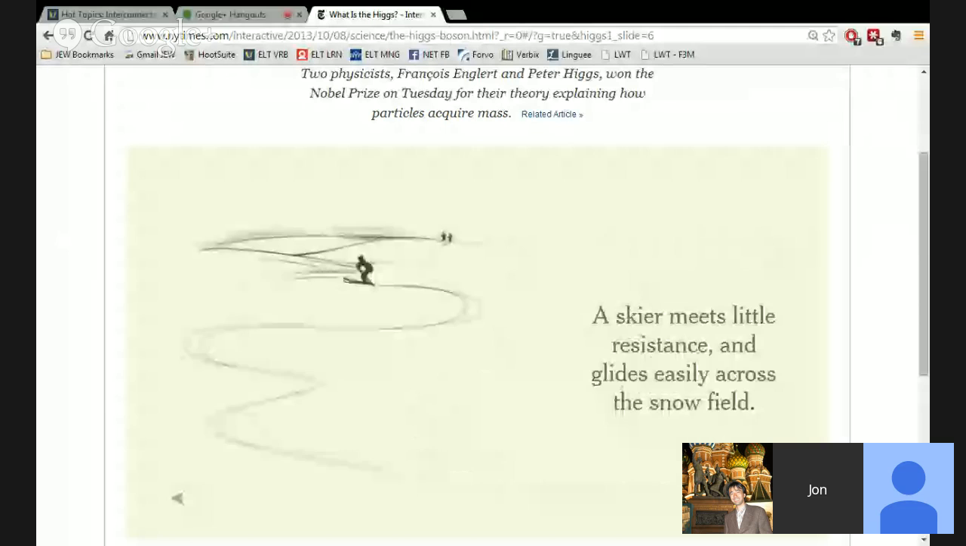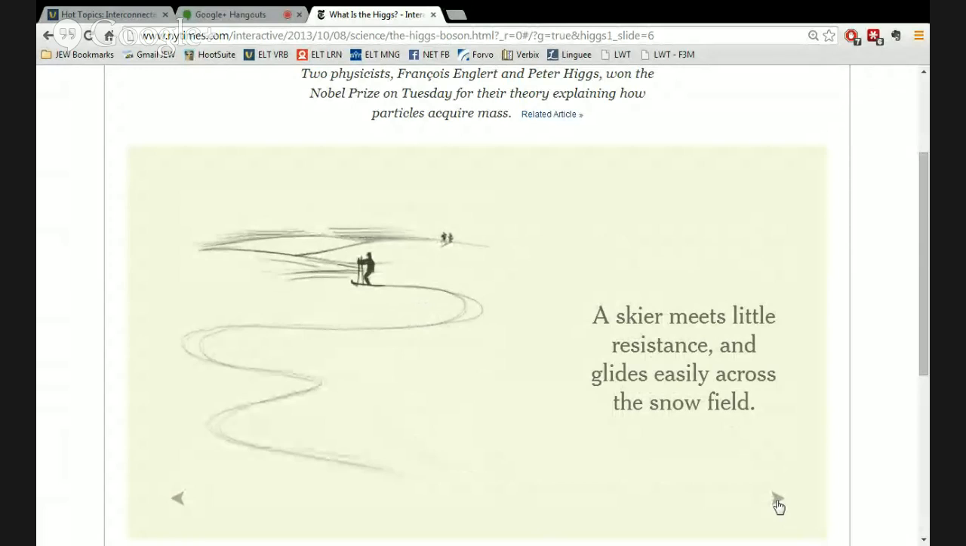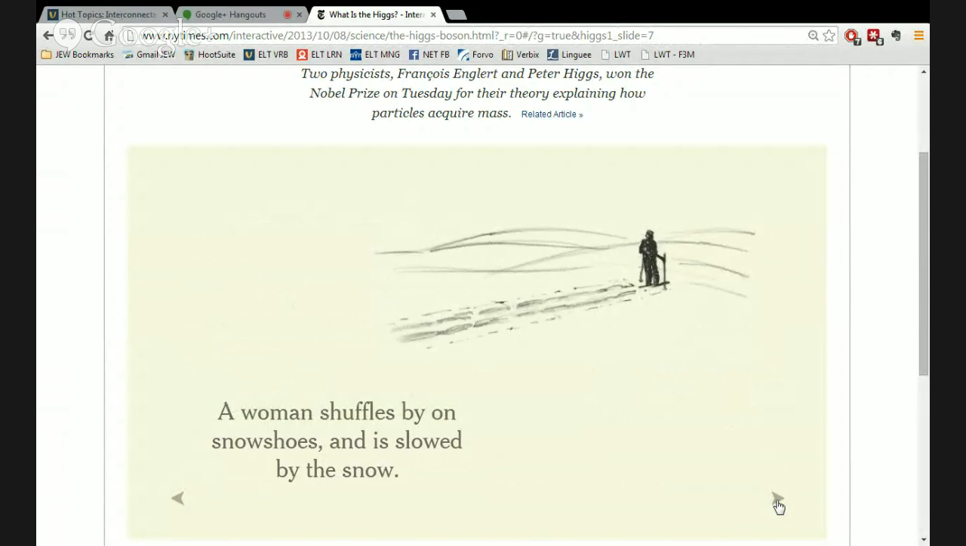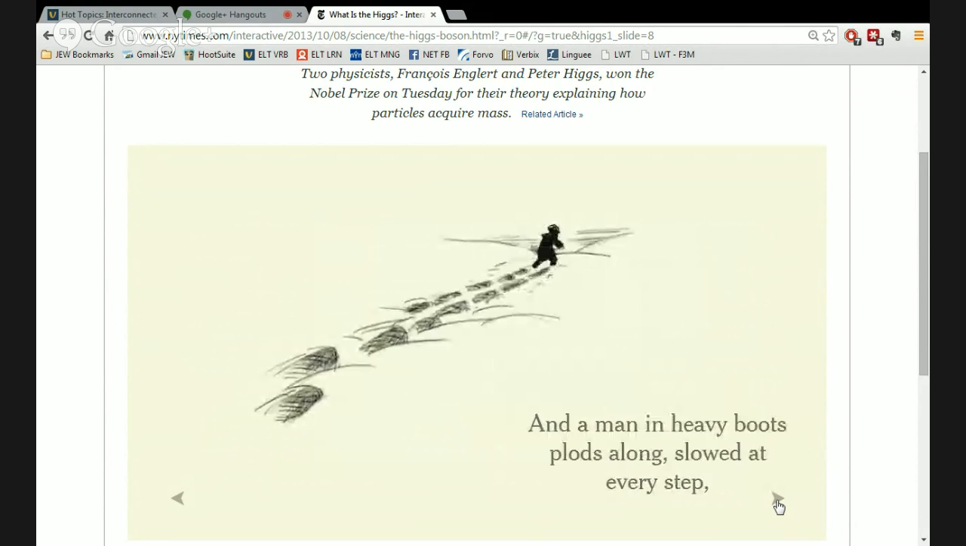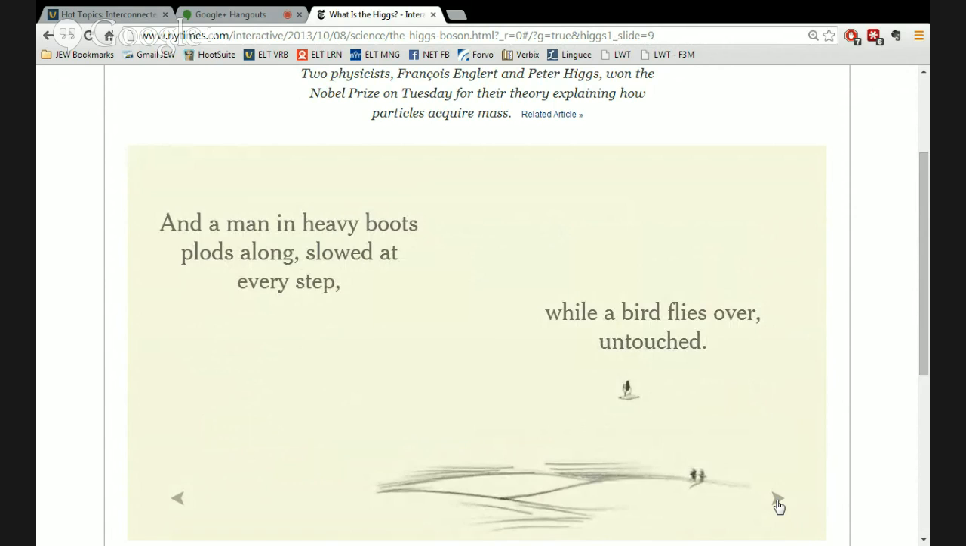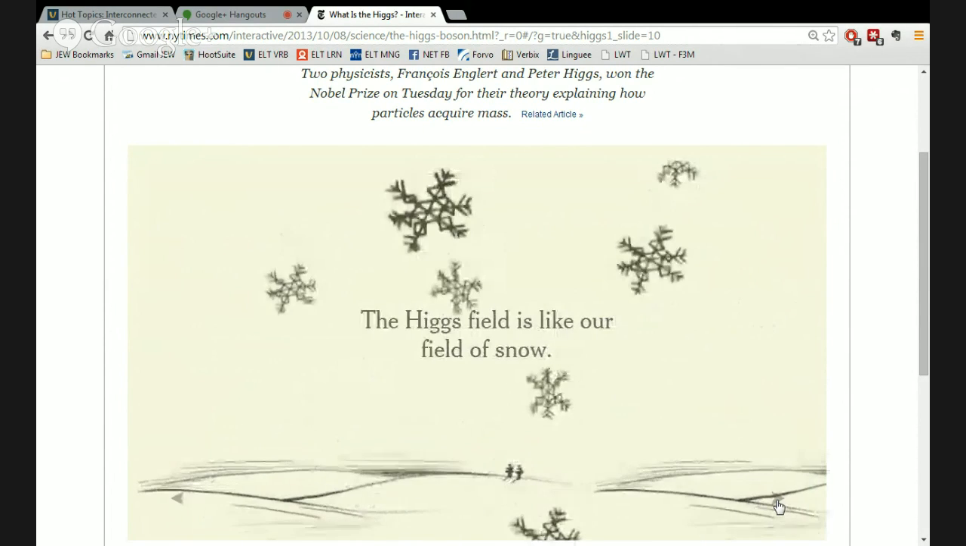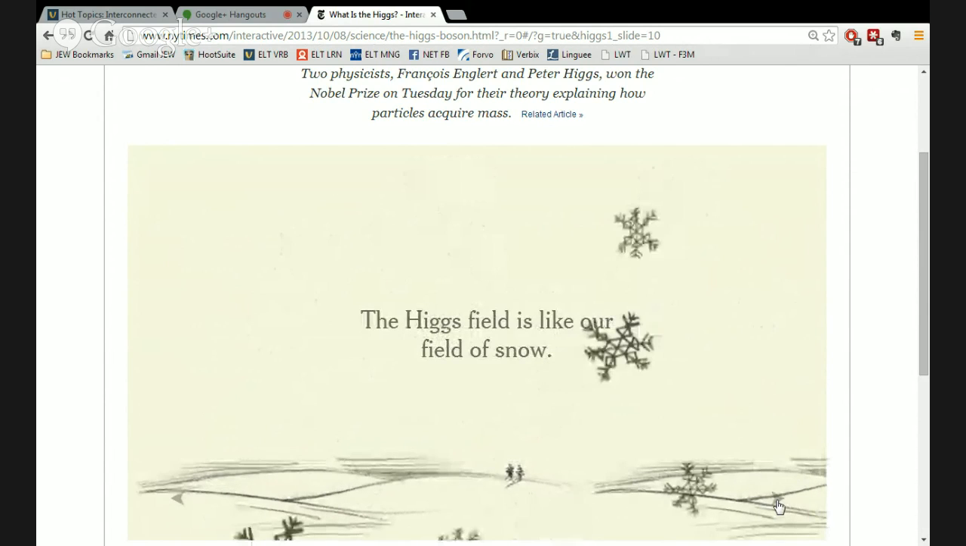So, we left off with the snowy field. Take this one, Yuki. A skier meets little resistance and glides easily across the snow field. Artur? A woman shuffles by on snowshoes and is slowed by the snow. Yuki? And a man in heavy boots plods along, slowed at every step. Artur? While a bird flies over untouched. Yuki? The Higgs field is like our field of snow.